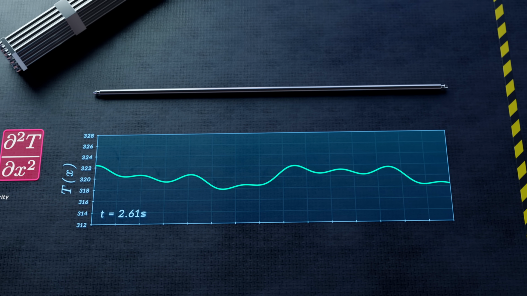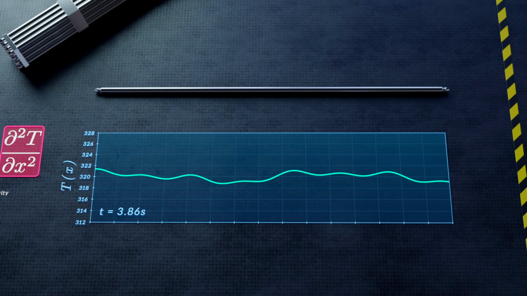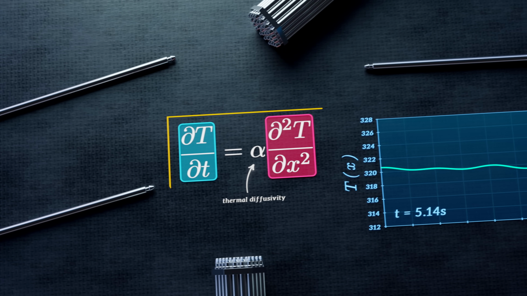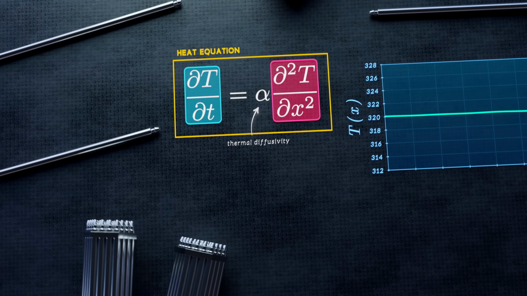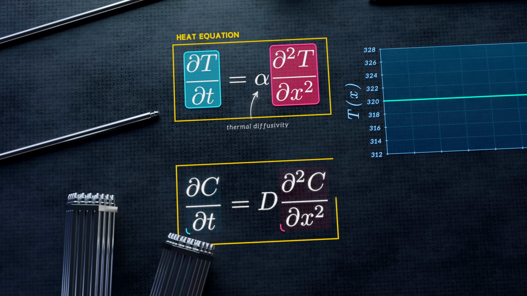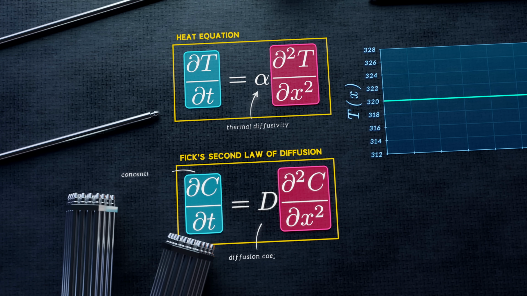Many physical processes follow similar laws, where quantities spread over time from regions of high to low concentration. Fick's second law of diffusion, for example, is used to model the movement of atoms in a solid, or the dispersion of contaminants in a liquid. In all such cases, calculus provides the framework for modeling how these quantities change over time.